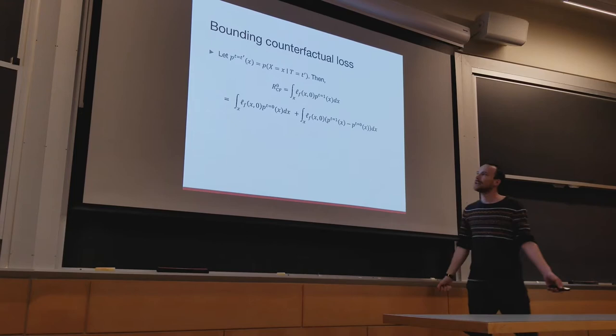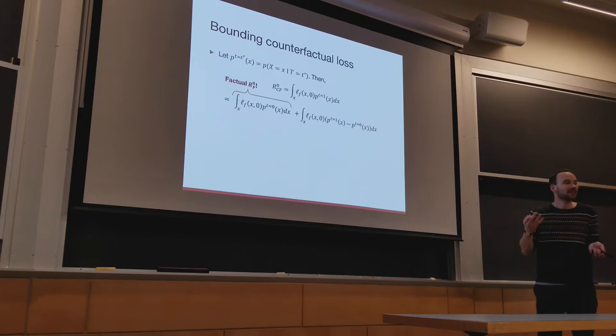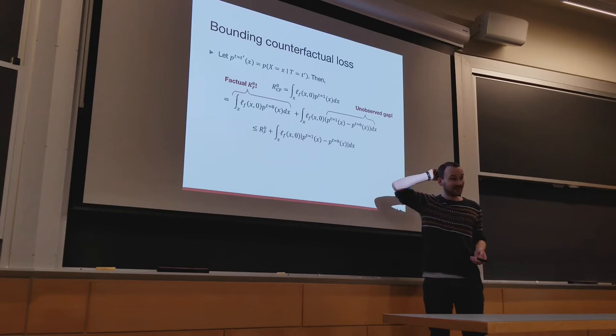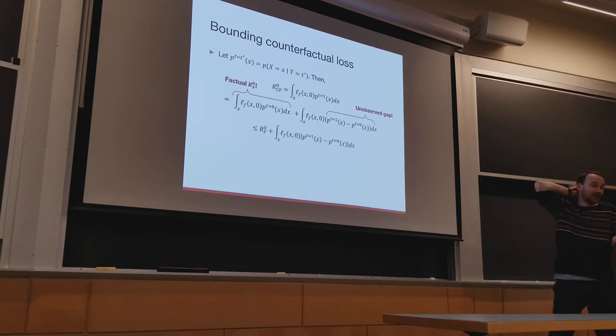So why would I do that? Well, first of all, the factual we already know. That's what I wrote over there. That we can estimate easily from data. This part here is a sort of unobserved gap that we don't really know anything about. But here comes the crucial realization. We can bound this in various ways. So the first thing we could do is to introduce an absolute value here. And that's easy enough to do. And this could still be a very loose bound, to be clear. This is not going to be super tight in all situations.